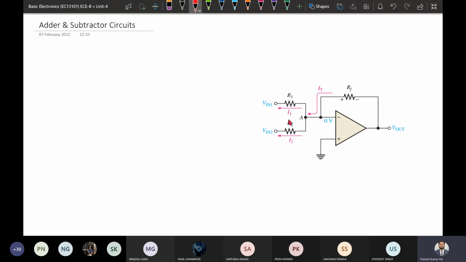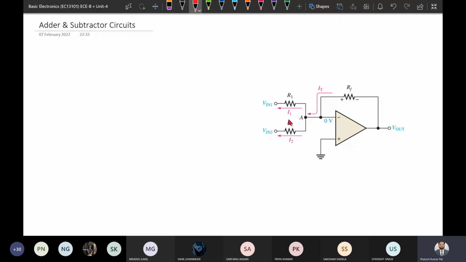In the previous class, we went through the basics of inverting and non-inverting types of amplifiers made using operational amplifiers. Here again, we need to implement different circuits used for mathematical operations based on operational amplifiers. We will be using operational amplifiers to design adder as well as subtractor circuits. We have already gone through the inverting and non-inverting amplifier case, so we will just have a recap.